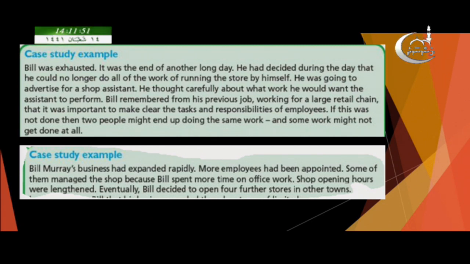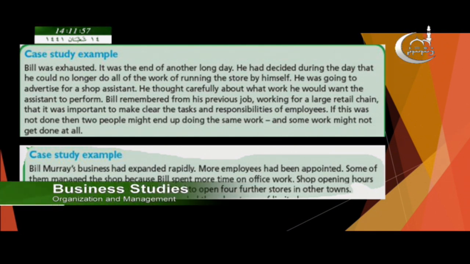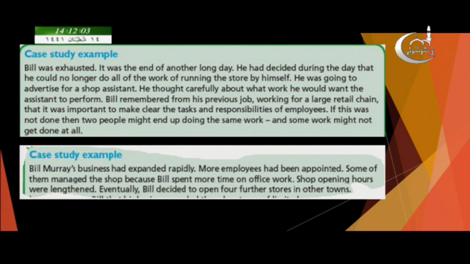Bill remembered from his previous job working for a large retail chain that it was important to make clear the tasks and responsibilities of employees. He knows what tasks employees are going to do and what the support staff or other employees are able to do in the organization. If this was not done, then 2 people might end up doing the same work. He knows that he has to list down all the activities that the new employee is going to do. If he is not listing it, both of them will end up doing the same task, isn't it? So he has decided now to take another employee.